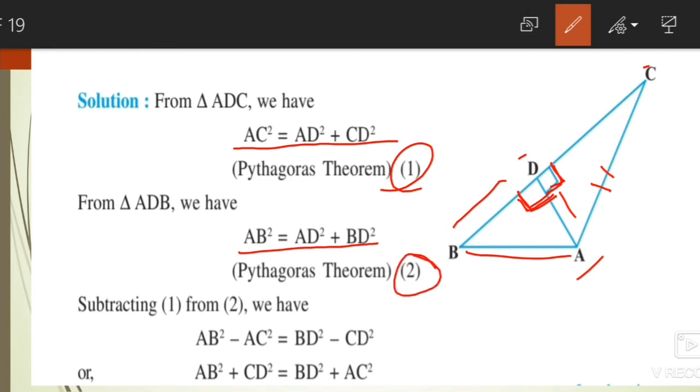Now if you subtract equation number 1 from equation number 2, you will get AB square minus AC square is equal to BD square minus CD square, because this AD square and AD square will cancel each other. Now take this CD on this side and AC on this side, you will get AB square plus CD square is equal to BD square plus AC square. This way you will have to solve this example.